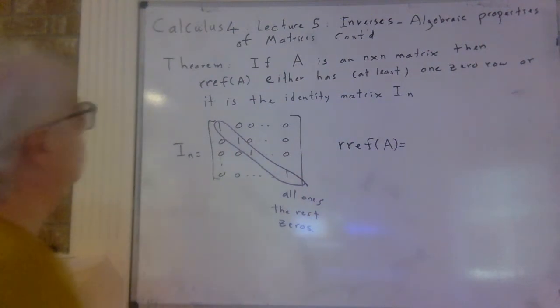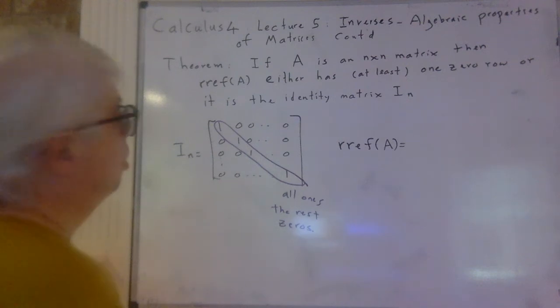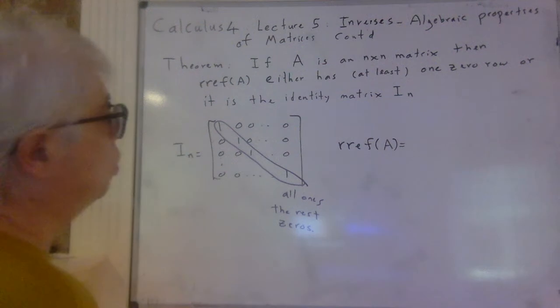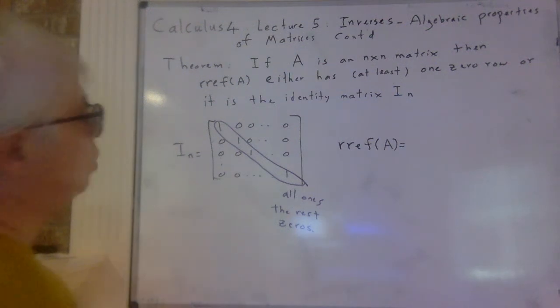Okay, lecture 5, Calc 4. I continue inverses and algebraic properties of matrices. So there's this theorem, it's important. When we reduce an n by n matrix, it's important to know what happens. What do we get?